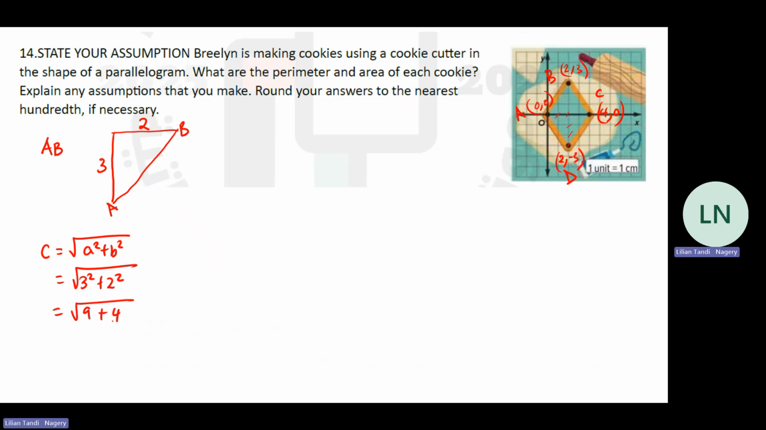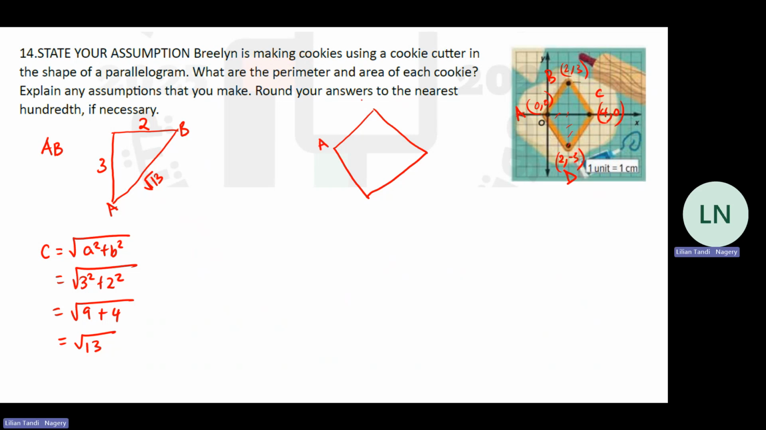9 plus 4. Square root of 13. 9, 10, 11, 12, 13. Okay? So this is square root of 13. Now, this is the same, 2 and 3. So BC is also square root 13. Okay? So if I draw my shape now, my shape is like this.